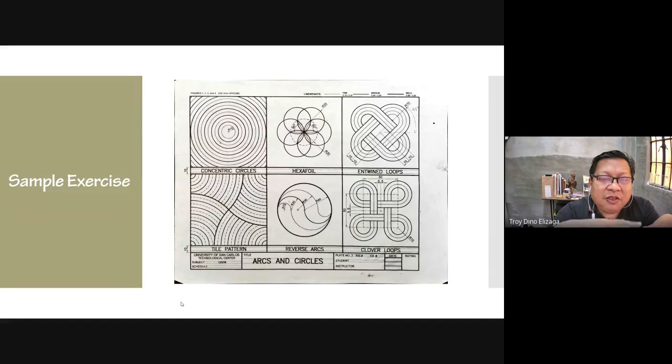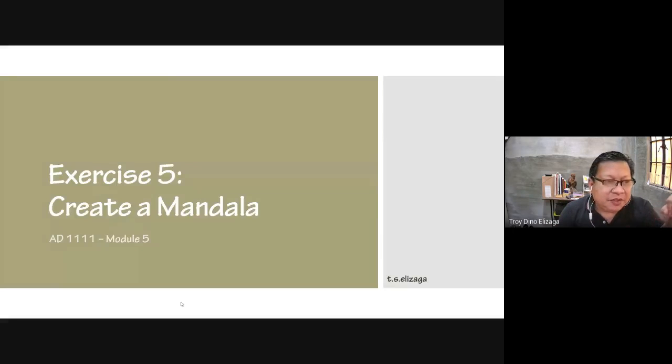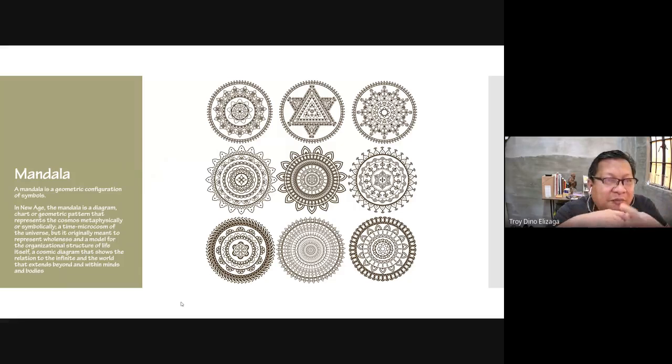But your homework will be totally different. In fact, it's a bit radical. You're going to create a mandala. Okay, what's a mandala? A mandala is a geometric configuration of symbols. It actually has a spiritual connotation, and it helps you relieve some stress.